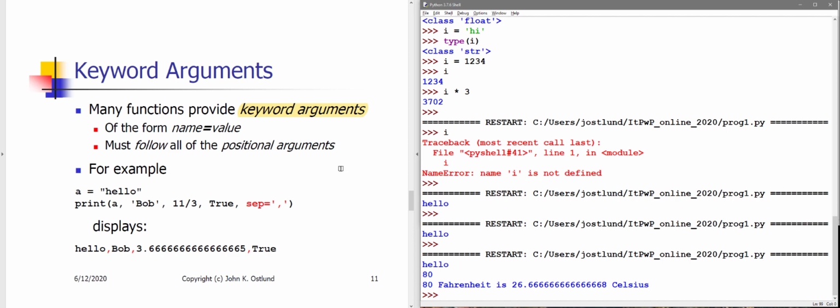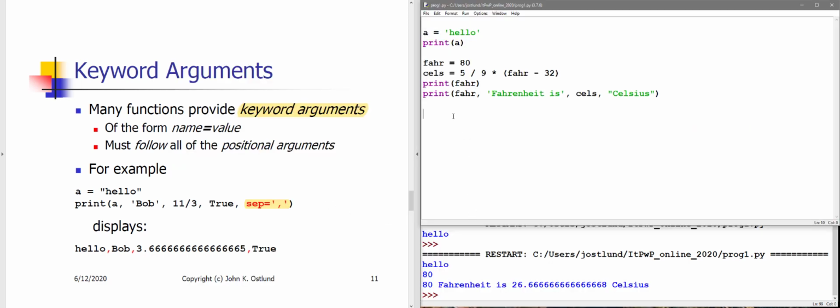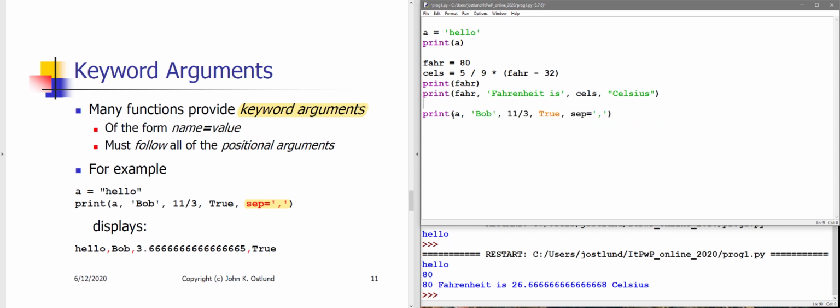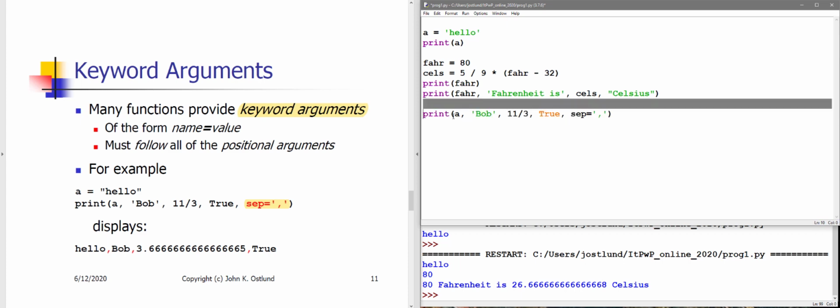Okay, so that so-called line ending character is something that we can alter. Here we're showing how to alter the argument separator character. The default argument separator character is the space character, but I can alter that. I've already got A defined to be hello, so let me add down here printing the value of A, then the string Bob, then the value of 11/3, then the Boolean value true. But instead of having these separated by space characters, let me separate these by comma characters instead. In fact, let me do that both ways just so that we're sure that we see what's going on here.